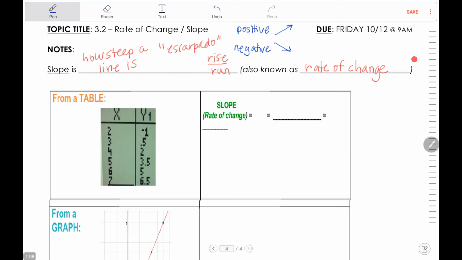So from a table, what we want to look at is how the y values change, and how the x values change. So from -1 to 0.5, that's going upwards. It's going up by 0.5. 0.5 to 2, it's going up by 1.5. 2 to 3.5, up by 1.5, 3.5 to 5, up by 1.5, and so on. And we can see in the x's, it's going up by 1 each time.